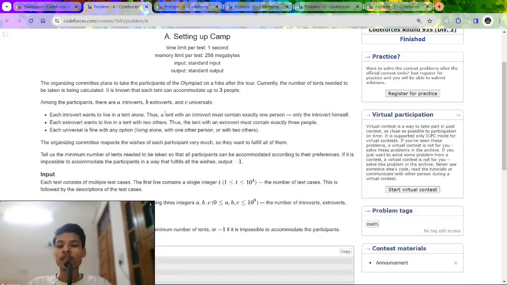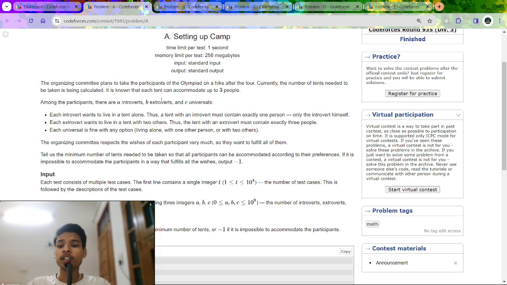So in this question I will be given 3 integers A, B and C, which represent A introverts, B extroverts and C universals. There is a condition: an introvert would like to live alone in a tent, which means there should be at most one person in a tent if there is an introvert, and there should be exactly 3 people in a tent where an extrovert is. Universals don't matter, which means a universal can live single, in a pair, or in a group of 3. There will be at most 3 people in a single tent.